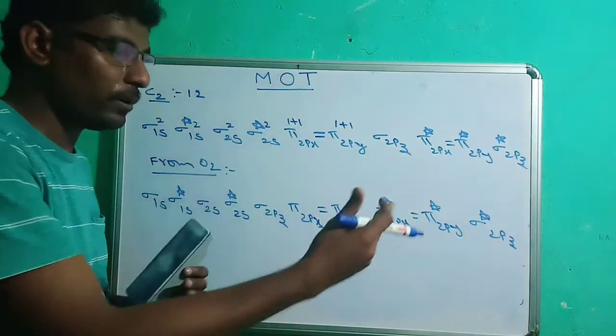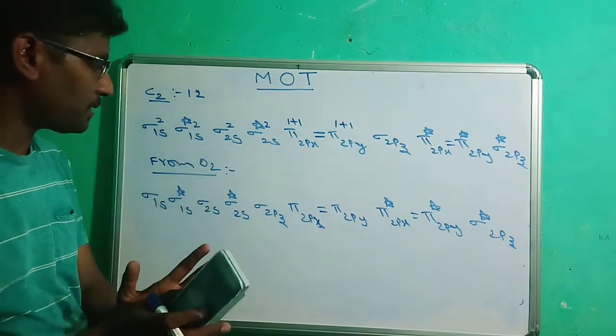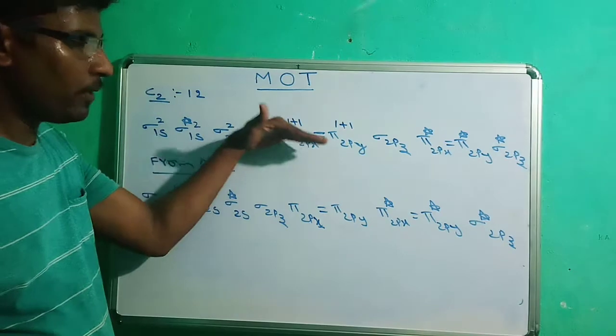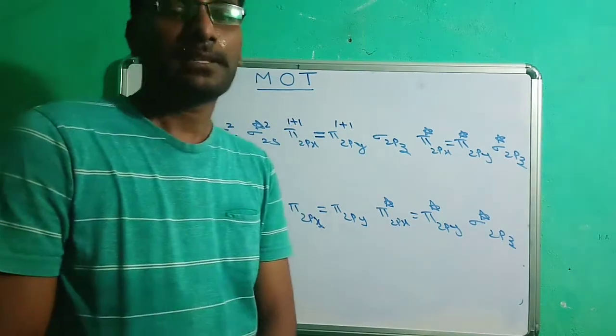Like that, for any molecule you can apply these electronic configurations. But the only thing to remember is that up to the N2 molecule we have to use the first sequence. From the O2 molecule we have to use the second sequence.